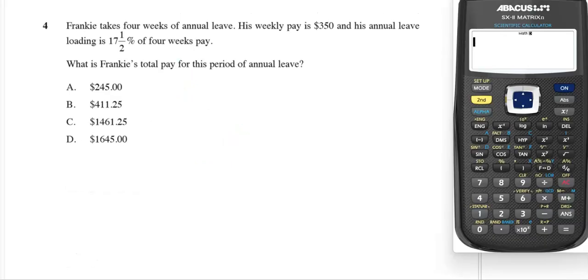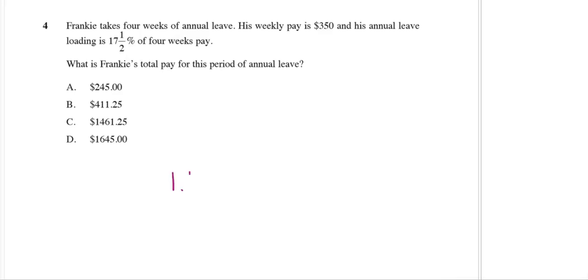Question 4. Frankie takes 4 weeks of annual leave. His weekly pay is $350 and his annual leave loading is 17.5% of 4 weeks' pay. What is Frankie's total pay for this period of annual leave? Pause here to try yourself. Okay, so during these 4 weeks of annual leave, he's going to get paid his regular amount as well as the 17.5%. So he's actually going to earn 1.175 of 4 weeks each week at 350.